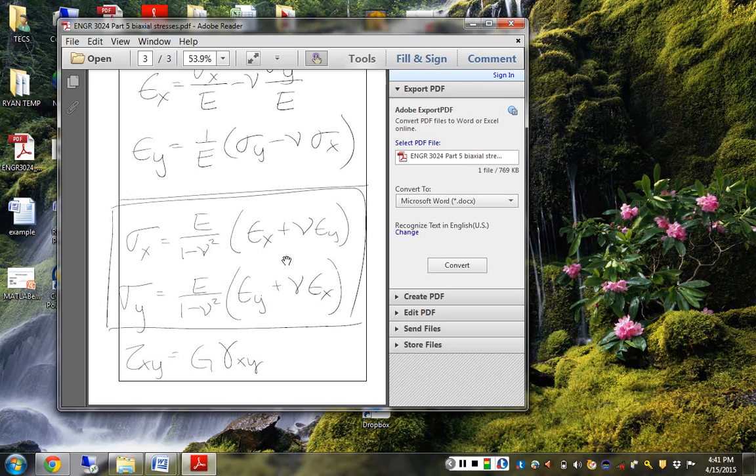All right. So it's the thing in the box that you need. So modulus over 1 minus nu squared. Pay attention to your subscripts. Pay attention to your subscripts. Now, this is not going to let me write on it.